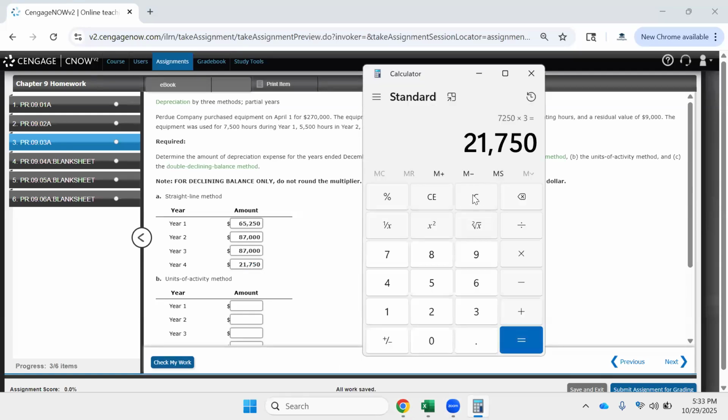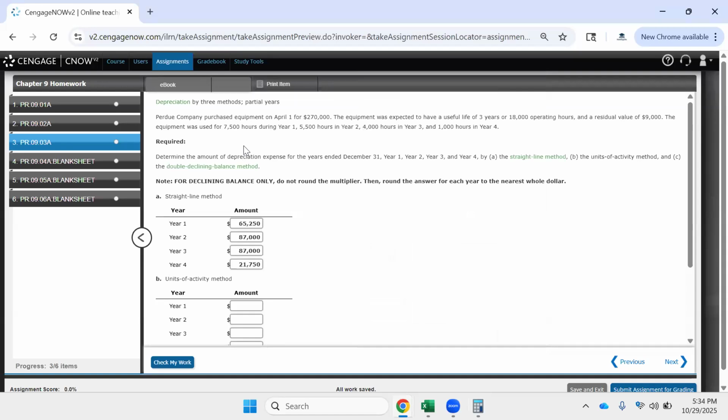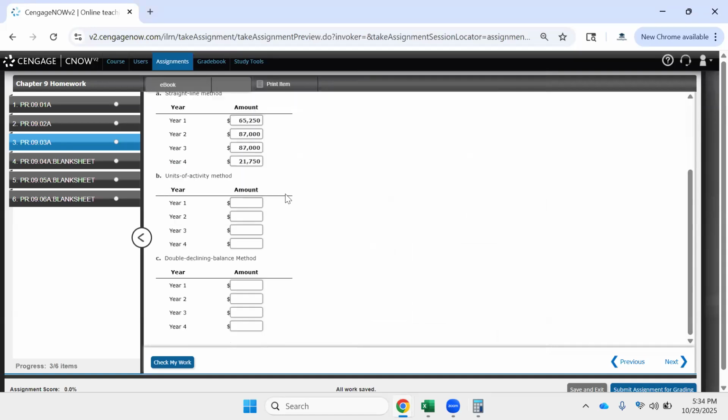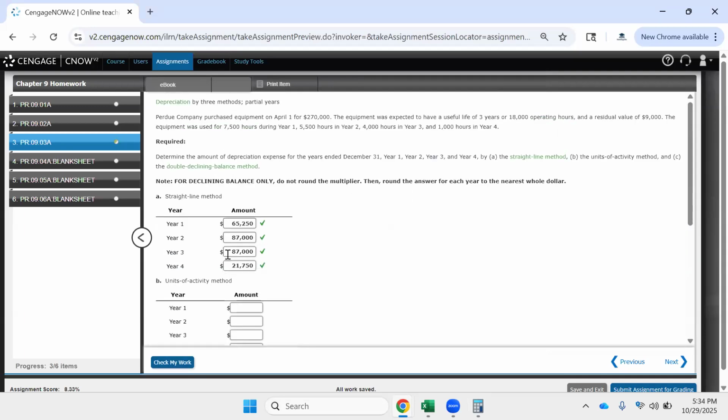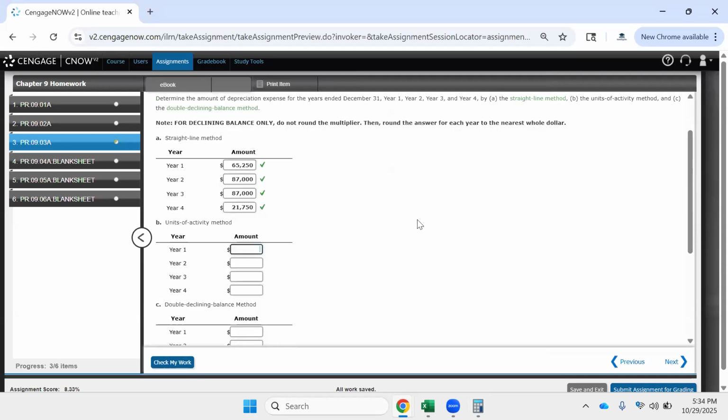And just to check that our depreciation was correct, we can take 270,000 minus the depreciation every single year. And we get 9,000, which is the residual value. That will be the fully depreciated value of this asset. And so we're correct for number 1.